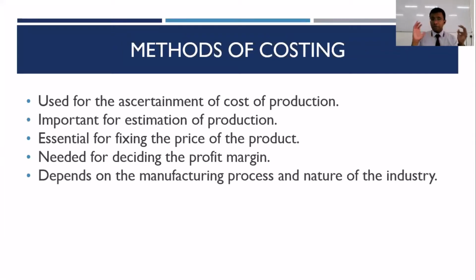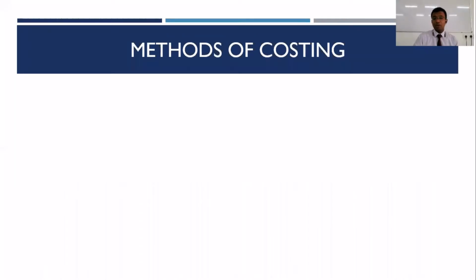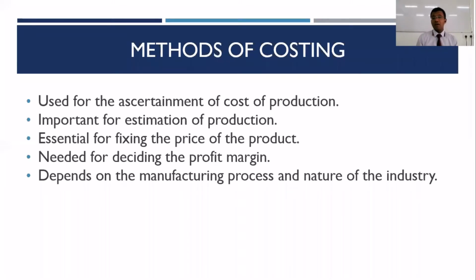Now the method of costing that gets applied will depend on your manufacturing process. It will depend on the nature of the industry that you're involved in. Are you into service? Are you into production? If you're into production, what type of production are you into? Are you manufacturing food? Are you manufacturing FMCG? Depending on the category of product that you're dealing with, you will have to depend on a method of costing. That's the reason why it is very important for you to determine your method of costing.